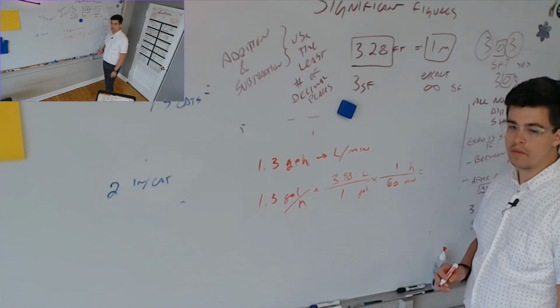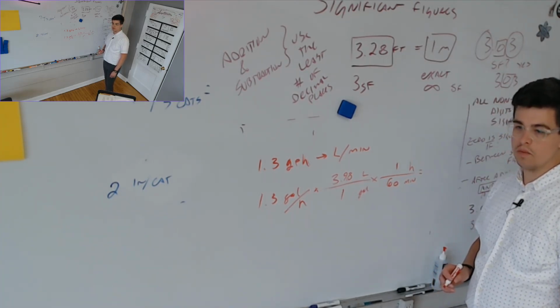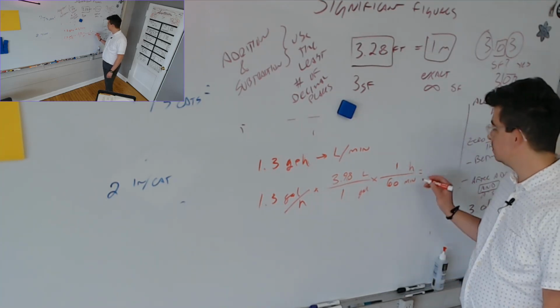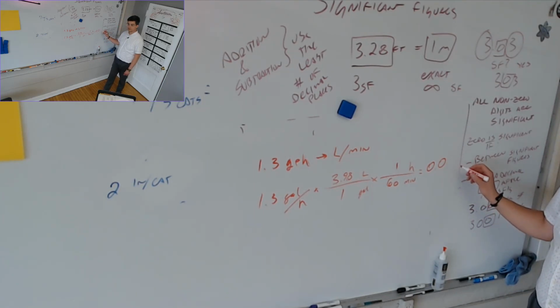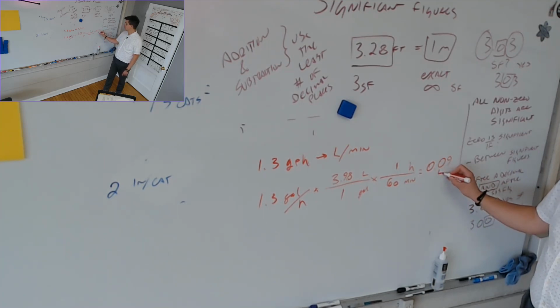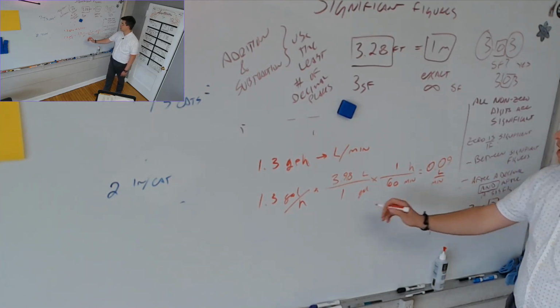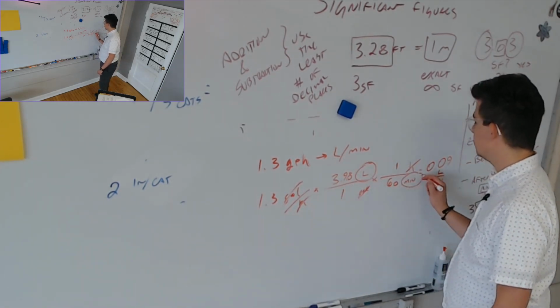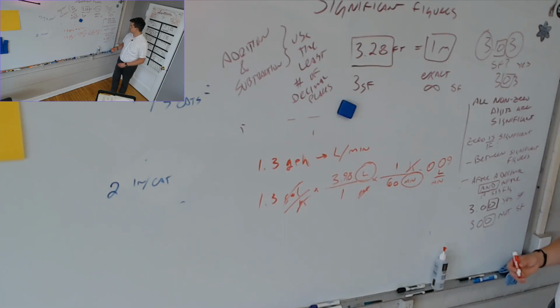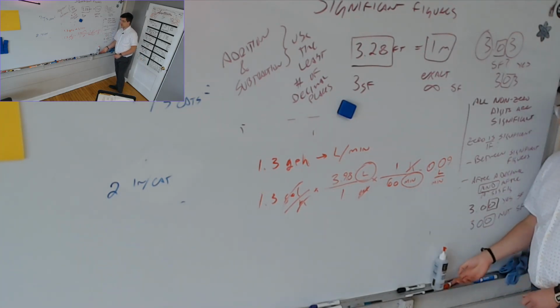0.086, which has to be significant. So 0.09 what? Liters per minute is the answer. Hours reduced to 1, gallons reduced to 1. We're left with liters divided by minutes, which we pronounce as liters per minute. That's the right answer. This is how we convert rates.